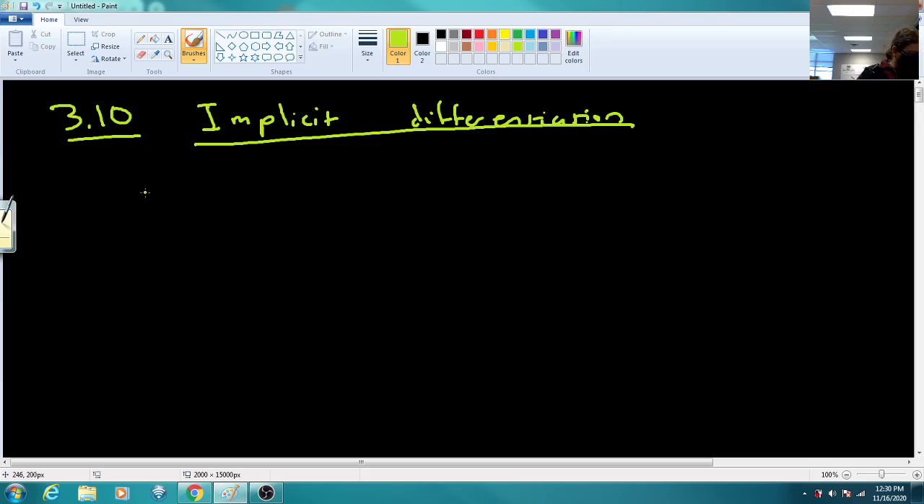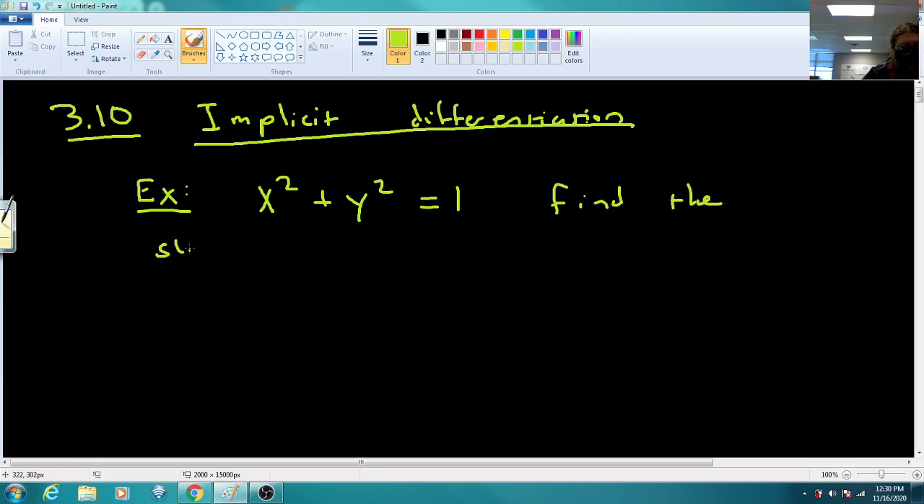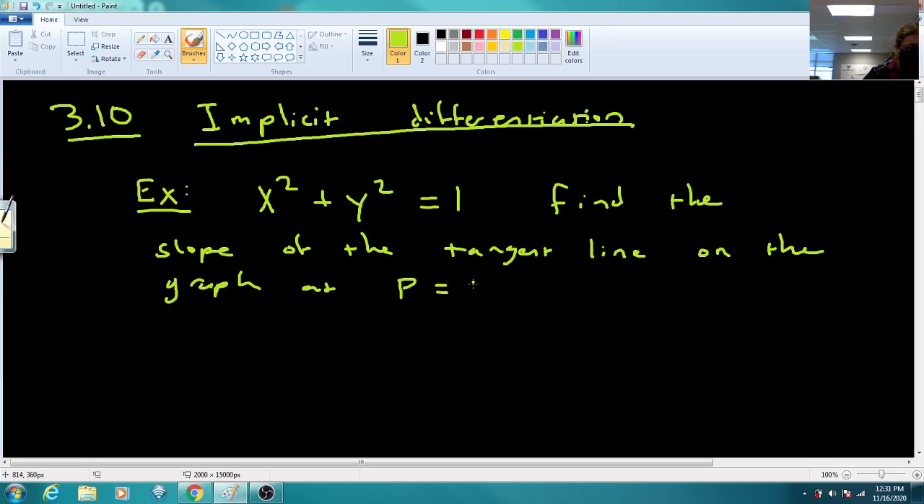So for our first example, we're going to consider x squared plus y squared equals 1. And then we want to find the slope of the tangent line on the graph at the point P equals 3/5, 4/5.